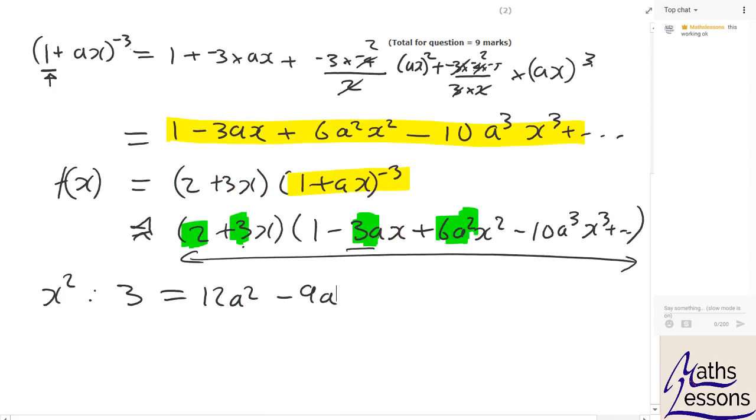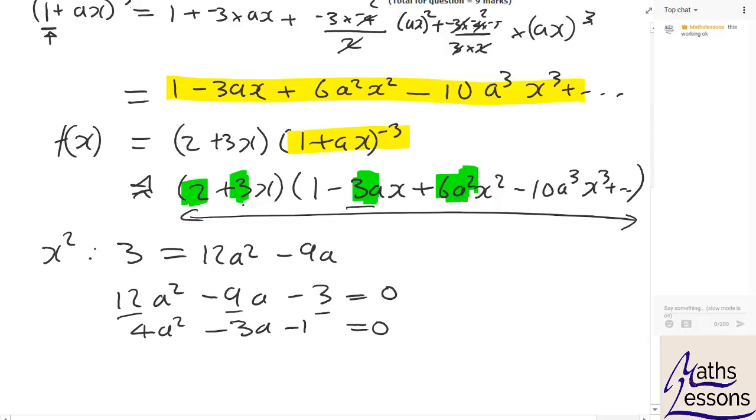So let's just get that all into one side. So 12a squared minus 9a minus 3. Actually, we're going to cancel down by 3. There's a factor of 3 here, here, and here. So we're going to get 4a squared minus 3a minus 1 equals 0.